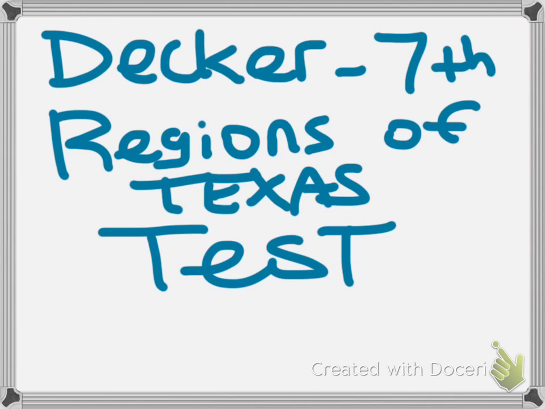Number 4, you have a diagram. Which city is marked by the letter E on the map above? F, Houston, G, Dallas, H, Fort Worth, J, El Paso.